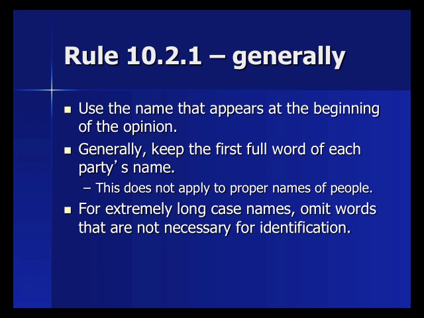Occasionally, you'll have a case with a very long or cumbersome name. When you do, you should omit any words that are not necessary to identify the parties or case. Where the case or opinion does not have a clear case name, use a popular case name or simply "judgment of" and then insert the date. These general rules are further modified by the remainder of Rule 10.2.1. So let's take a look at 10.2.1c on page 91.